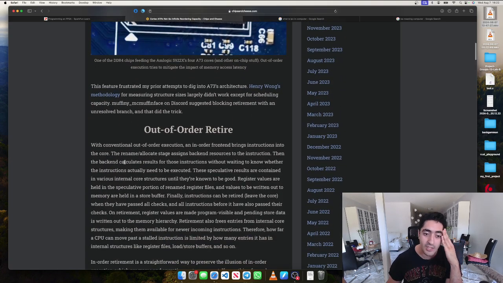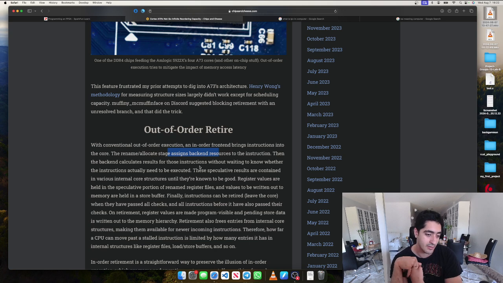And in order, the front end brings instructions into the core. The rename allocate stage assigns backend resources to the instruction. Rename allocate stage. So when you get the instructions, you have to rename and allocate them. And then you have a front end, you have a back end. Then the back end calculates results for those instructions without waiting to know whether the instructions actually need to be executed.